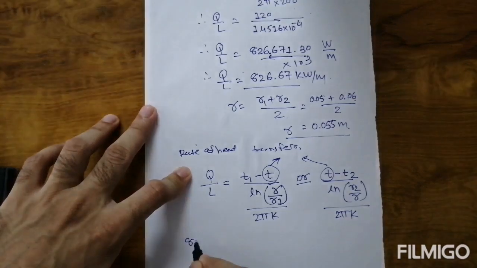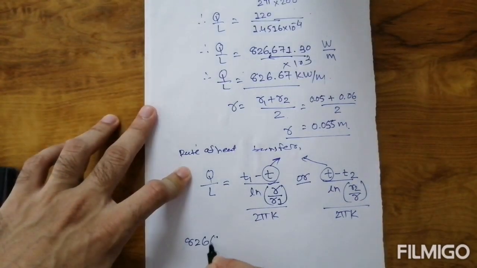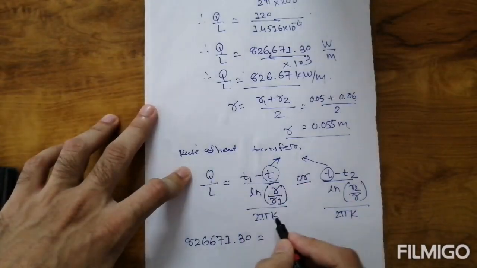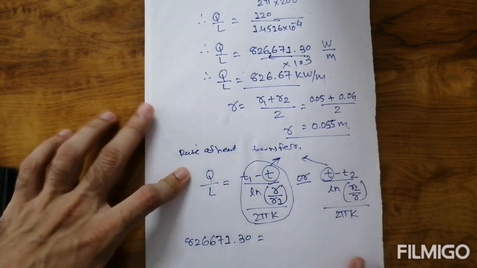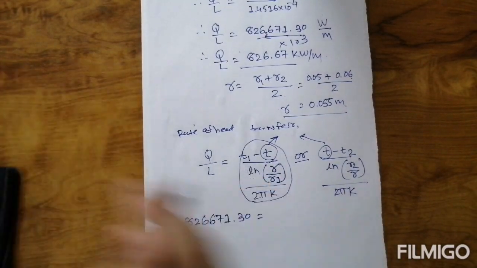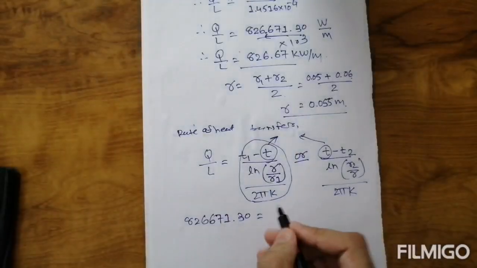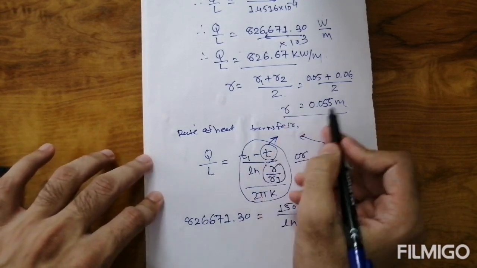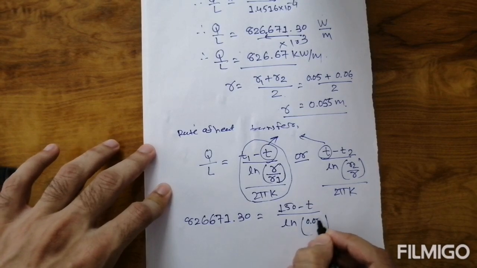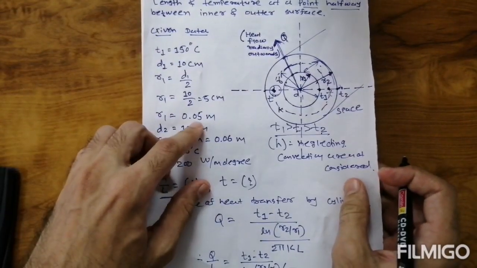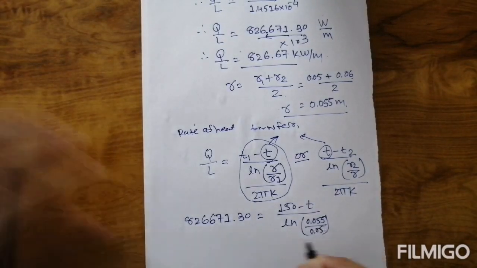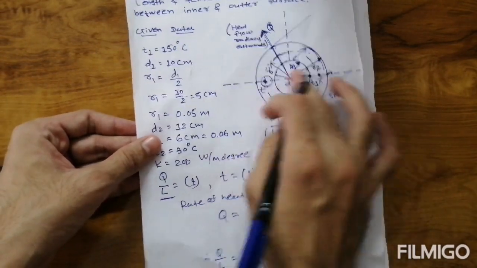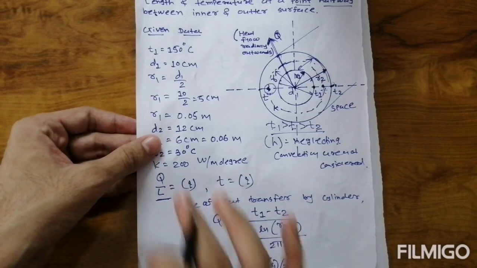So it will be 82667.1.3 equals, using that first equation, T1, which is given as 150, so 150 minus T, divided by ln of R, which is 0.055, divided by R1, which is 0.05, divided by 2 pi into K. K is 200, because our material is the same throughout the surface.